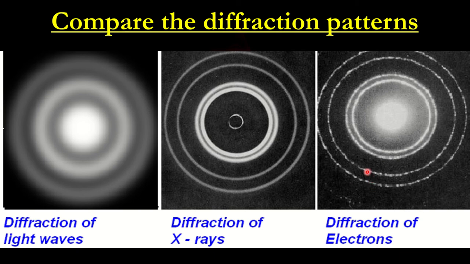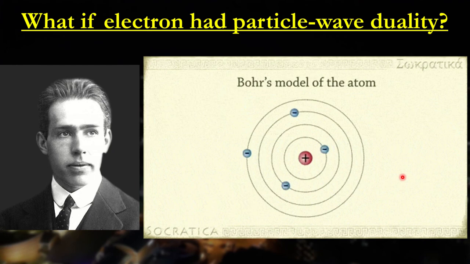As a matter of fact, you can actually diffract electrons, so you can see in these diagrams here. Now we know X-rays and light are both electromagnetic radiation, so they're waves, so of course it's predicted that they will have diffraction patterns. However, with electrons, as you can see here, they also have diffraction as well. So that would imply that electrons do have wave-like properties.